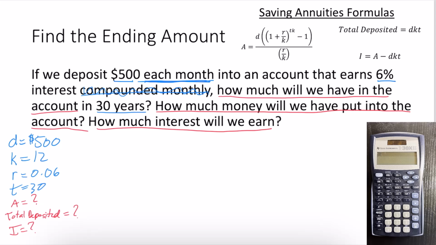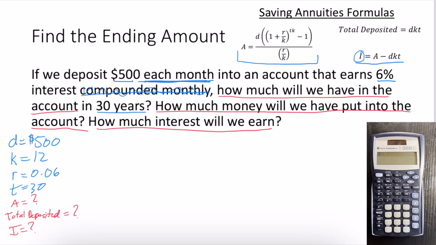Okay, so now that we've identified our variables, let's go ahead and plug stuff into our formulas. So I'm going to start off by finding A. And the only formula that involves A, where I know all of the information, is this one here. This formula also involves A, but it would require me to know what the interest is, and that's something that I'm actually looking for. And so that one wouldn't be helpful in this case.